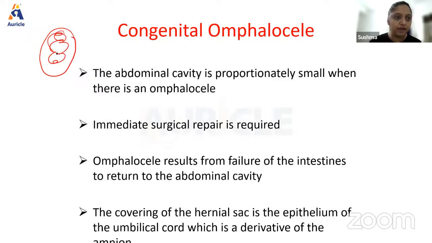If you look at the diagram, what is the site of herniation, guys? It is the umbilicus. The umbilicus is the site of physiological herniation. So if it remains, then it becomes pathological.